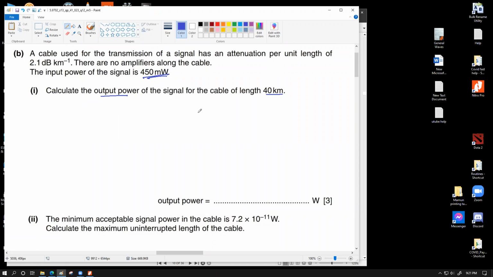So all that we need is the attenuation value, which you can find out from the distance and the attenuation per unit length. So in this case, the total attenuation would be attenuation equals 2.1 into 40. That gives you কত? 84 decibel. And then you can just go ahead doing this. 84 equals 10 log P in by P out.